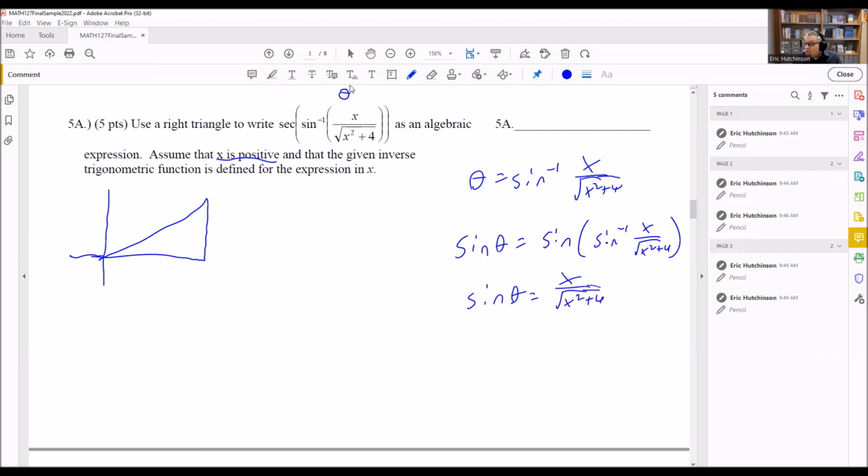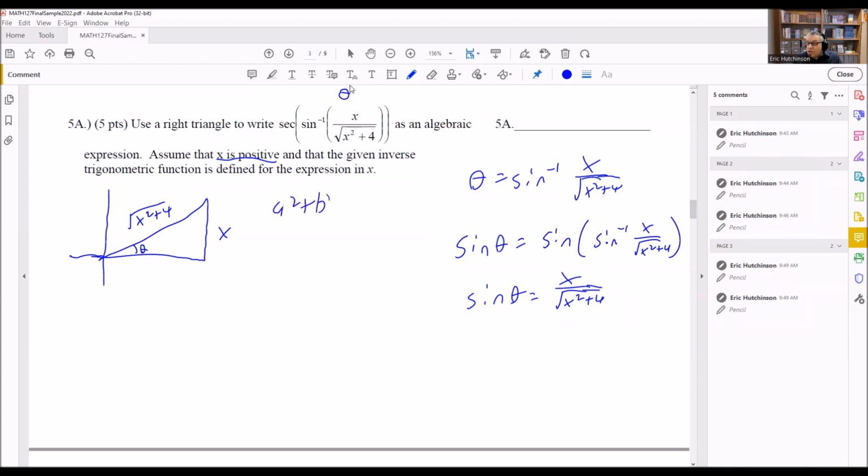In doing that, we now have a definition for sine, which means that we can label our triangle. Our theta would be here, but sine theta is equal to opposite over hypotenuse. So the opposite side from theta is going to be x, and the hypotenuse is going to be the square root of x squared plus 4. That's what this actually tells us. So this is how we can first begin by labeling the triangle by putting these in.